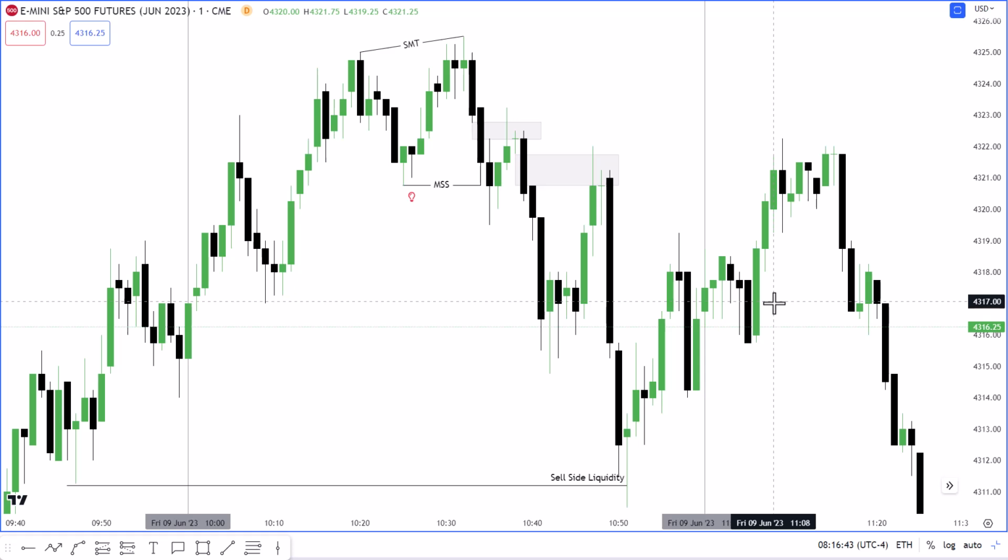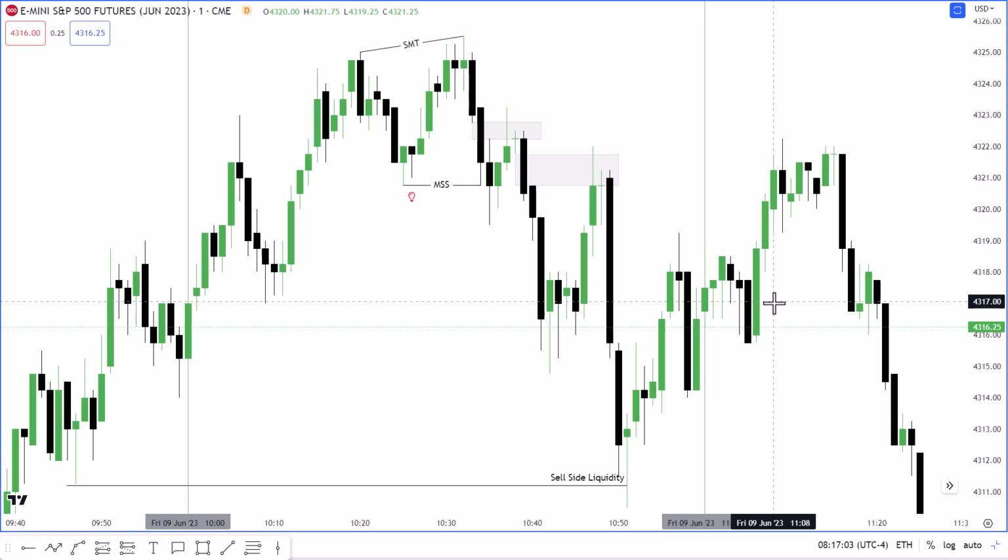The next thing we're considering is draw on liquidity. Where is price going to? Where do you think price is going to? Now, the concept of draw on liquidity is something that gives so many traders a tough time. They find it difficult to know what draw on liquidity is.